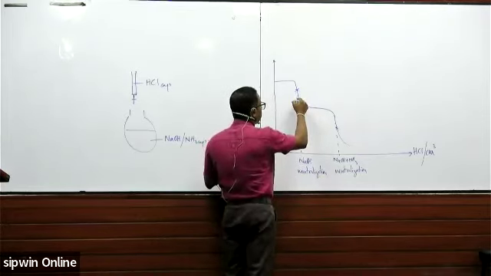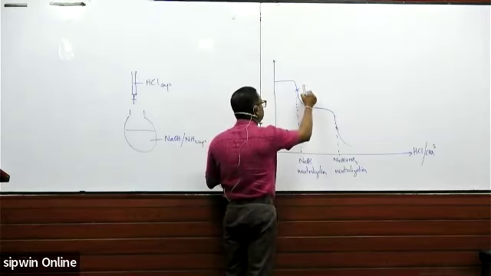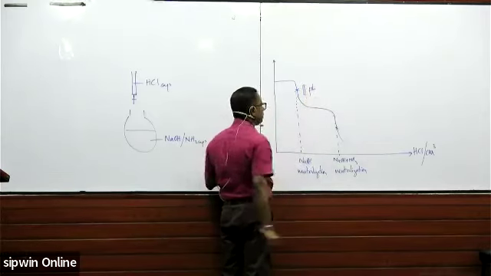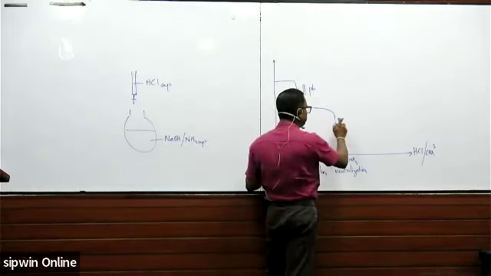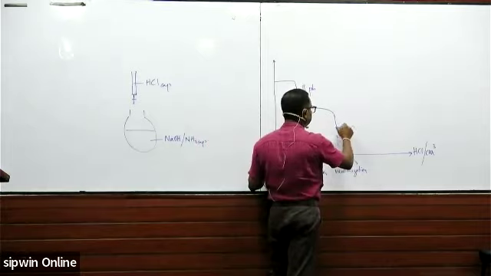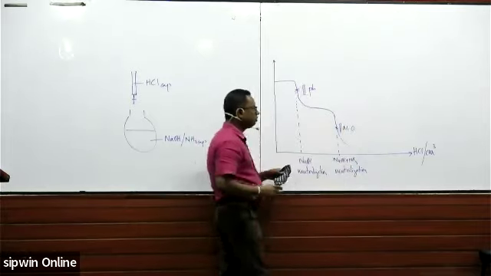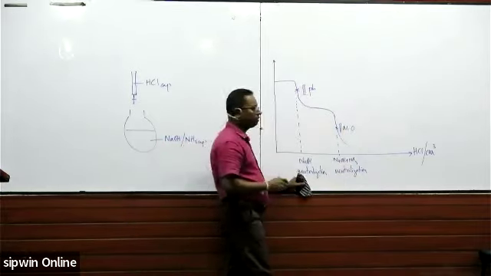If phenolphthalein is the indicator, here, in the first step, we can have the color change. If methyl orange is the indicator, after completing both, we can have the color change.